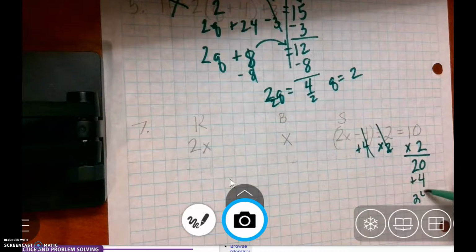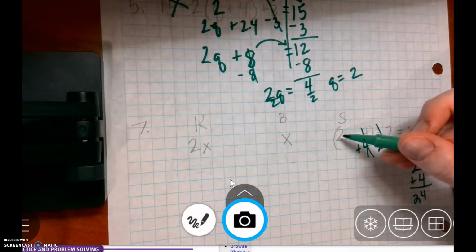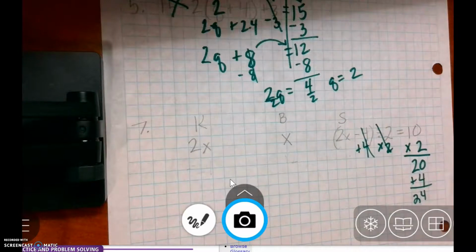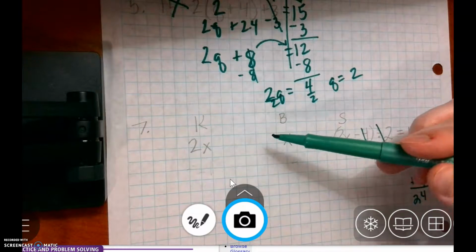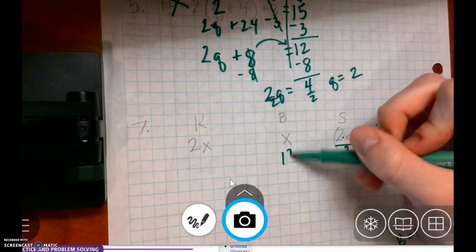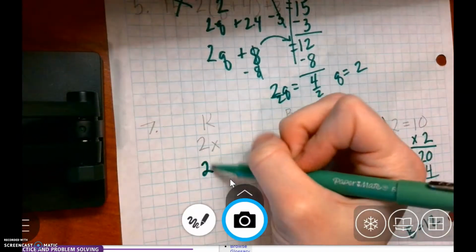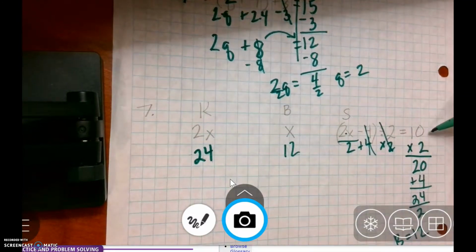That'd be 24. And then instead of multiplying by 2, I'll divide by 2, because Ben read 2 times less, so we would divide by 2 to get his. The inverse of times 2 is dividing by 2. So Ben read 12 books. So Ben read 12, Keisha read 24, and Sheldon read 10. They gave us that in the word problem.